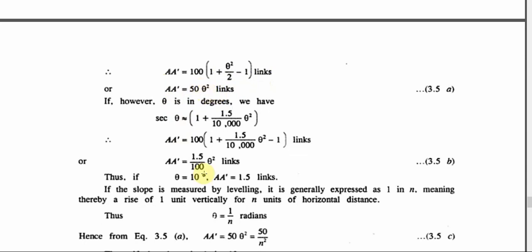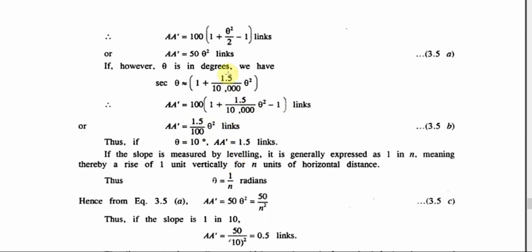When theta is in degrees, sec theta will be equal to 1 plus 1.5 divided by 10,000 into theta square. And if you substitute in that equation, we'll get AA dash equal to 1.5 divided by 100 into theta square. So if you're substituting theta in radians, you have to use this particular equation. If you're substituting theta in degrees, you have to use this equation.